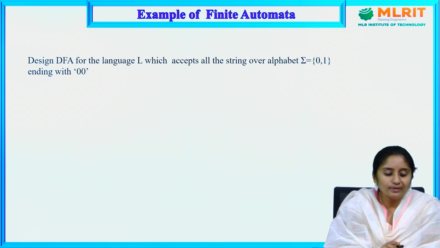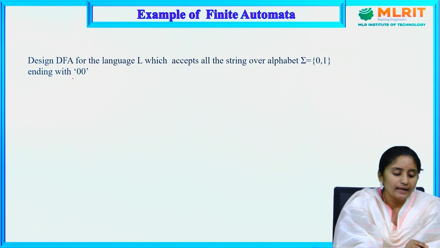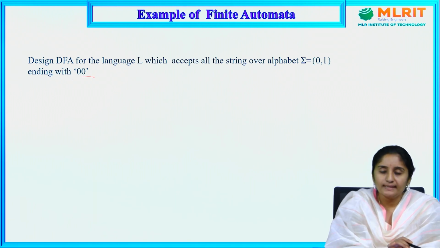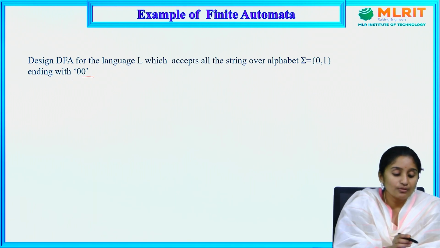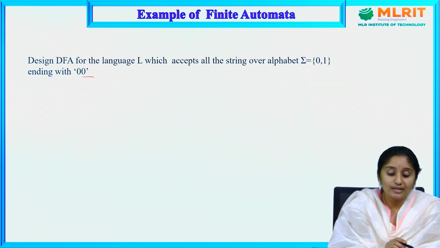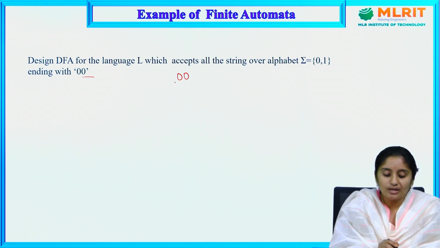So the DFA for the language L, which accepts all the strings over alphabet sigma equal to {0, 1} ending with 0 0. So what is the condition I am having? It should end with 0 0. So 1 0 should be followed by another 0.